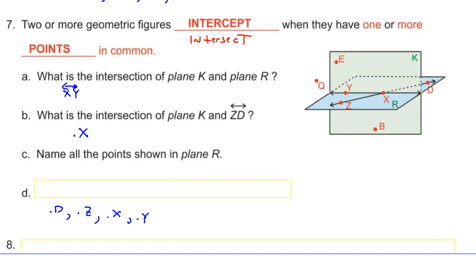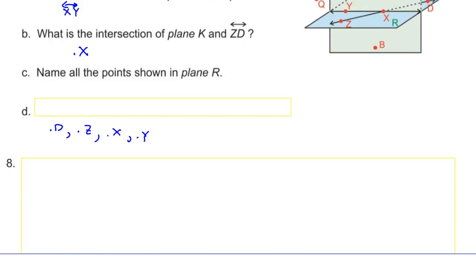Point B is not, point E is not, point Q is outside both planes. Point Q is in neither plane, right? Okay, does that make sense? I hope so. Now, R is not a point, R is to name the plane, right? So don't say point R, there is no point R. R is naming the plane. There is no point there associated with it.